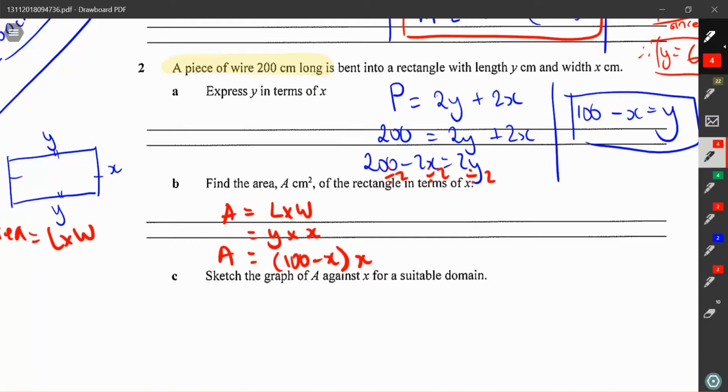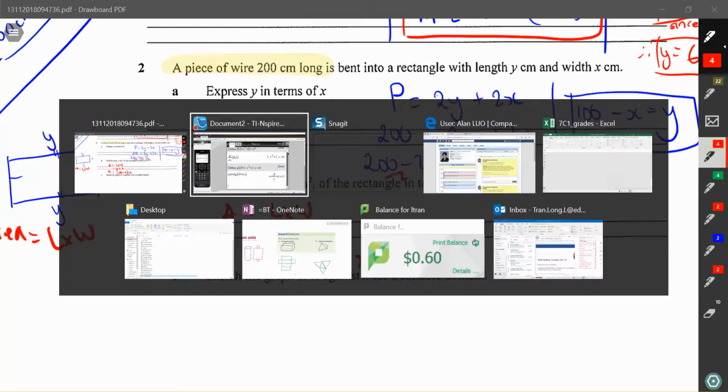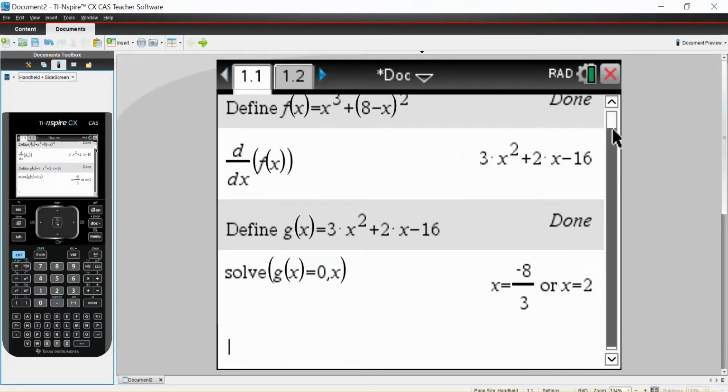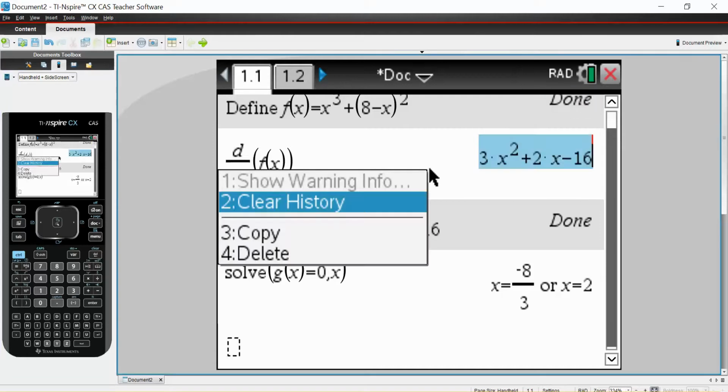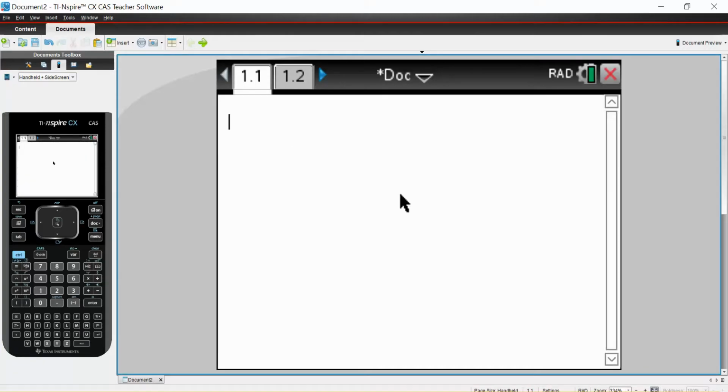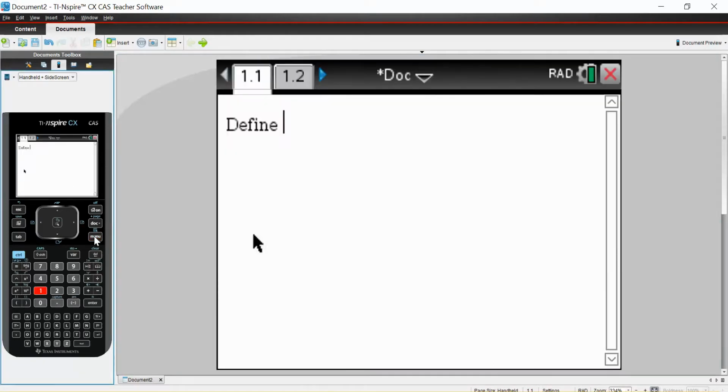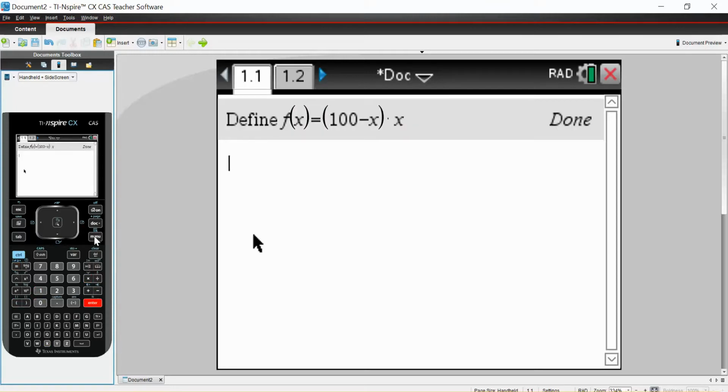Now what I would do if I was you at this stage is I would define that on my CAS, because the hardest part is getting the equation. Once you get the equation, solving for anything else is going to be easy. So I would go back to my calculator now. I'm going to clear all this so you can see we're going to start again. Define, menu 1, f of x equals 100 minus x multiplied by x. Defined.